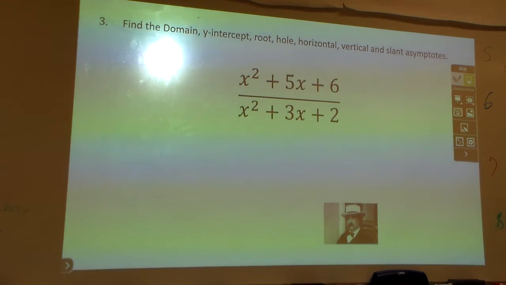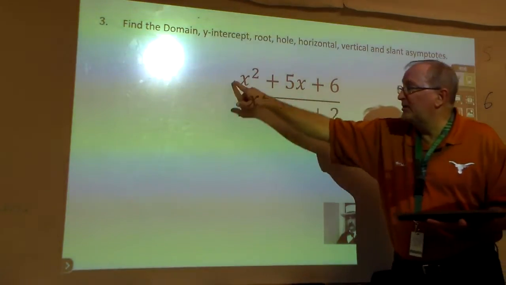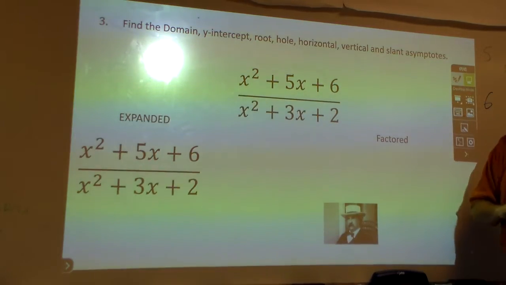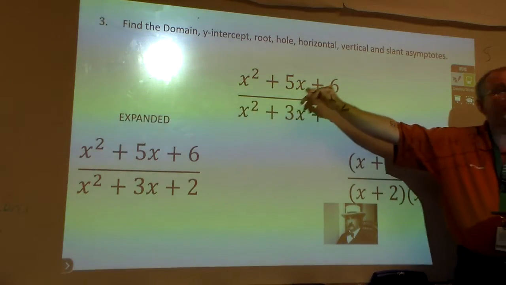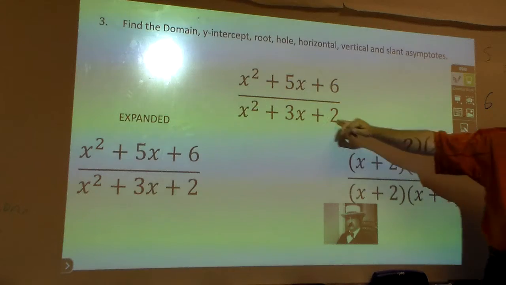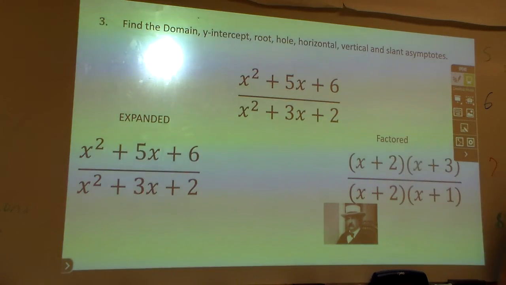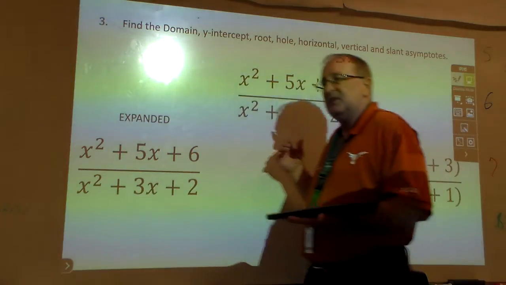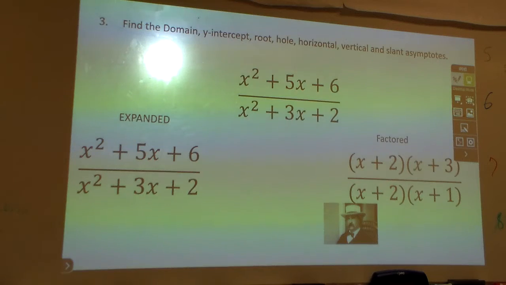That's already done. Number 3, this one's already expanded form. You can put 1s in front of this if you want. And it factors. 2 times 3 is 6. That adds to 5. And 1 times 2 is 2. And 2 plus 1 is 3. This is what this one factors to. And y'all, the reason we need the factoring is so that we can work some of the problems. Because some of the problems we need the expanded side for the horizontal and the y-intercept.